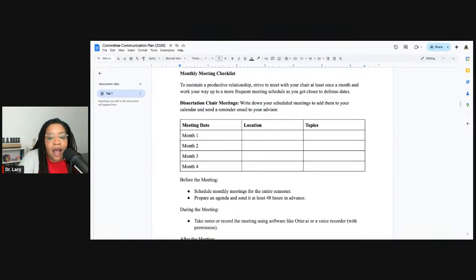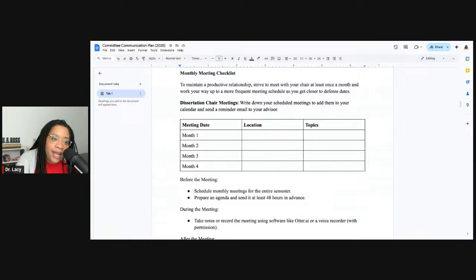I would ask you to schedule your monthly meetings all at once and get on their calendar, because especially at this time of year, we're about to go into conference season, and getting on people's calendars can be extremely challenging. But if you just go ahead and ask, can we just get 4 dates? At least you know it's locked in. Even if you have to reschedule, at least it's on the calendar.